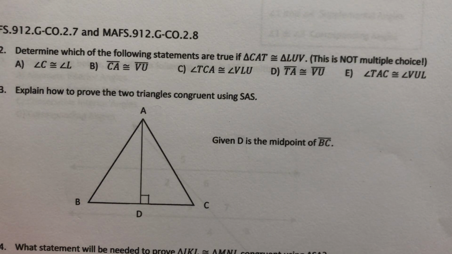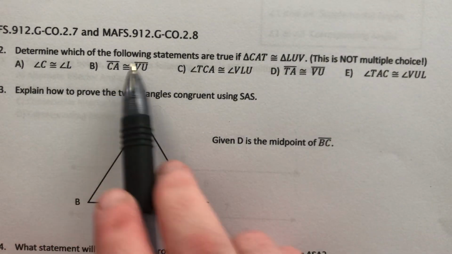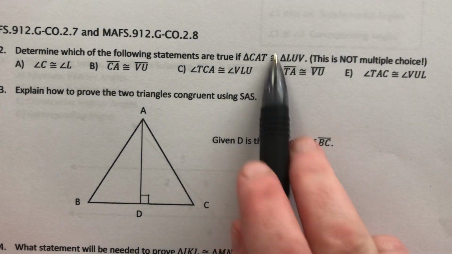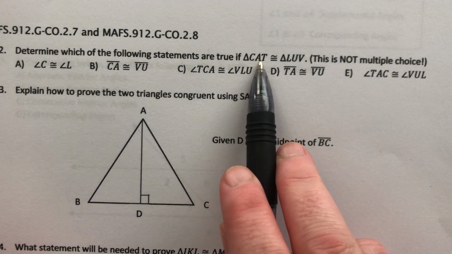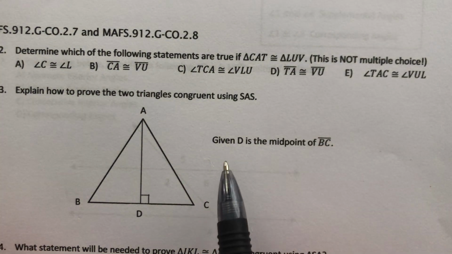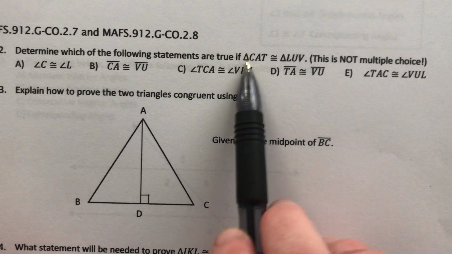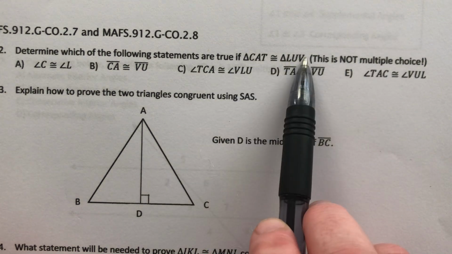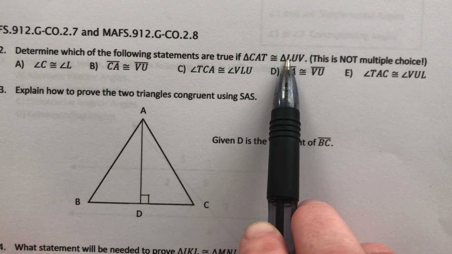Okay, number 2, determine which of the following statements are true if triangle CAT is congruent to triangle LUV. This is not multiple choice. We have to circle all the ones that are true, okay? So don't forget that whenever we write congruency statements, there's a reason for the order of the letters, right? So here, point C and point L are corresponding. So if these two triangles are congruent, this guy and this guy are congruent.